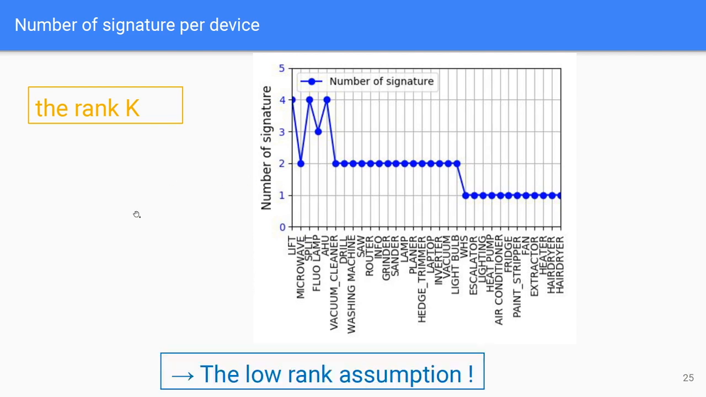And this is why we founded our low-rank assumption for devices, that the individual current observation for devices has a low-rank representation.